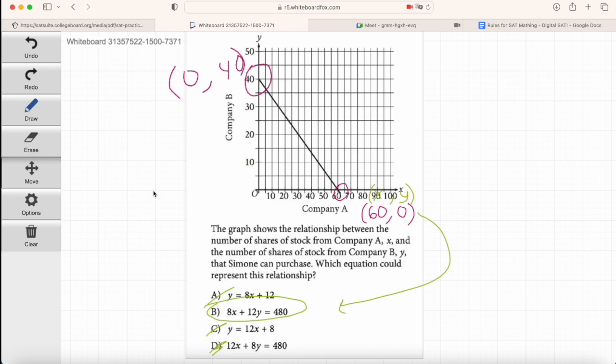Questions about that? Look for ways to plug in values. It is the best strategy, the best hack for the SAT. It's fast and accurate.